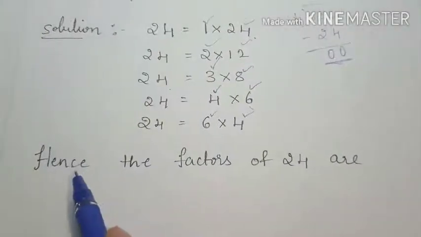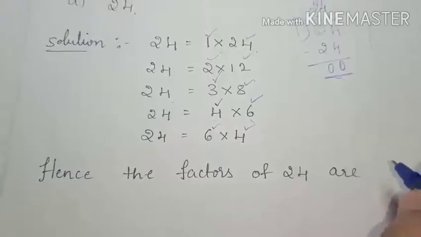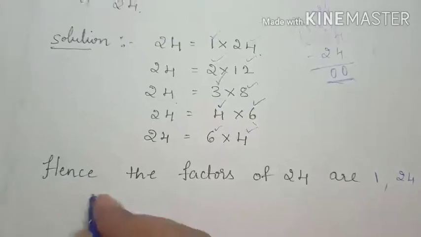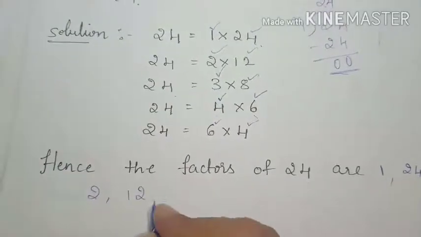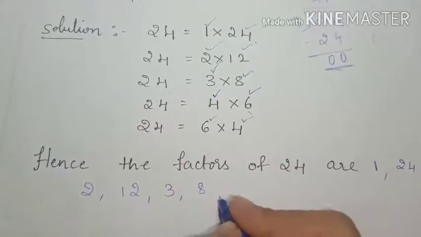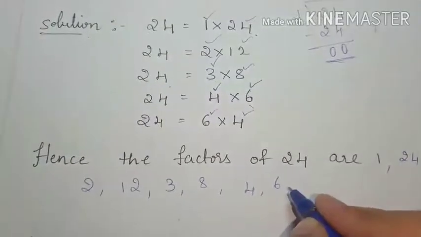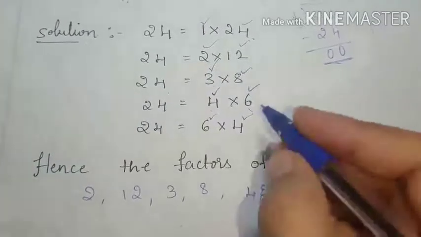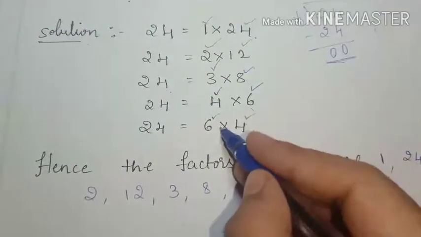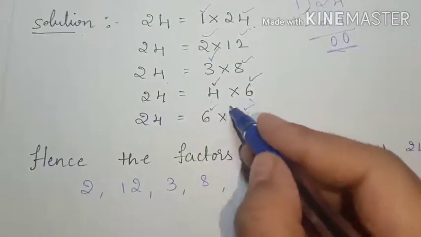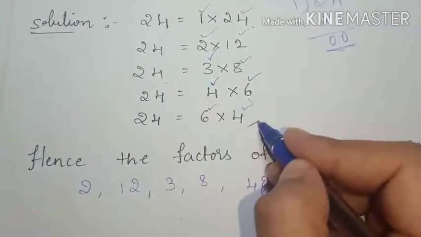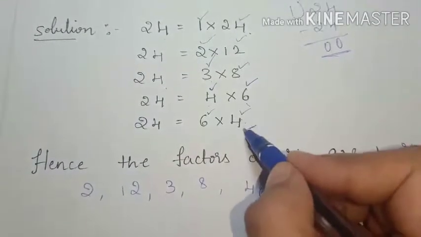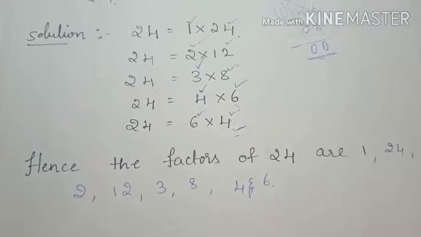Hence the factors of 24 are 1, 24, 2, 12, 3, 8, 4, and 6. Stop here because 4 and 6 are repeated. When the factors repeat, you just stop there. See, 4 6s and 6 4s are both repeated. So stop here. Let us see a few more questions.